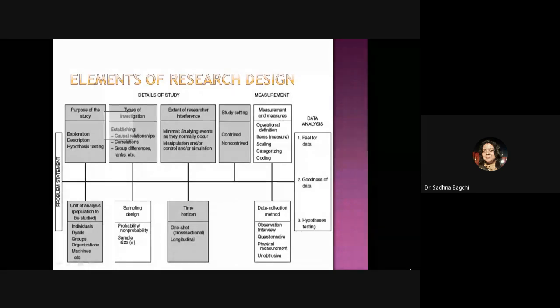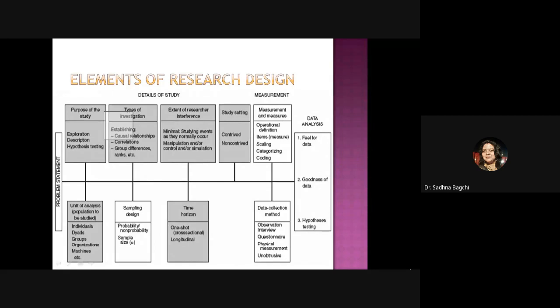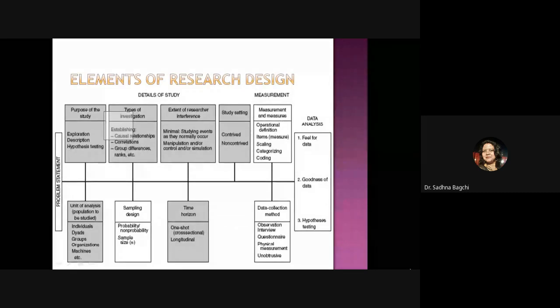The purpose of the study, types of investigation, means which type of study yours is, that is diagnosis, correlation. What is the type of investigation, extent of researcher interference, minimal. Then the significance level: your confidence level is 95%, 5% significance level, means your collected data are 95% correct toward the population, and 5% is the error only. That is the extent of researcher interference. Study setting, which type of study setting. Measurement and measures, which items you are scaling, what the scaling, categorization, coding, everything here.